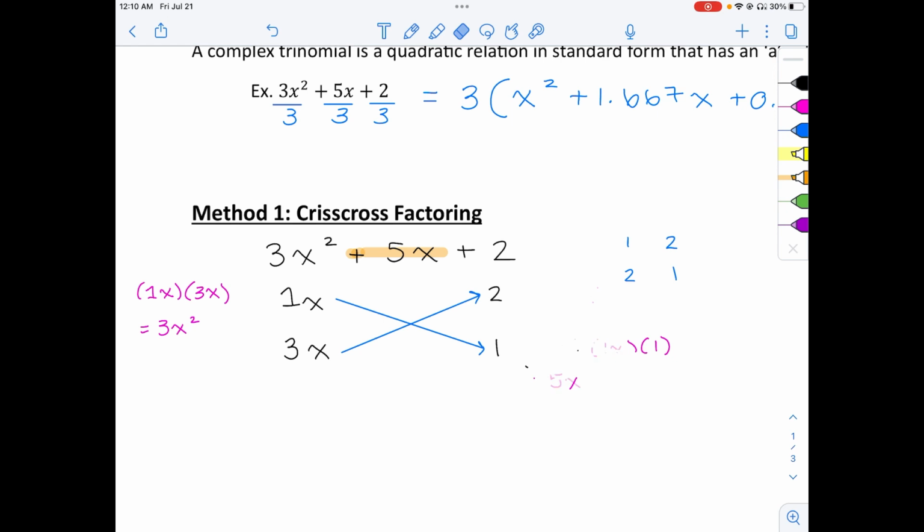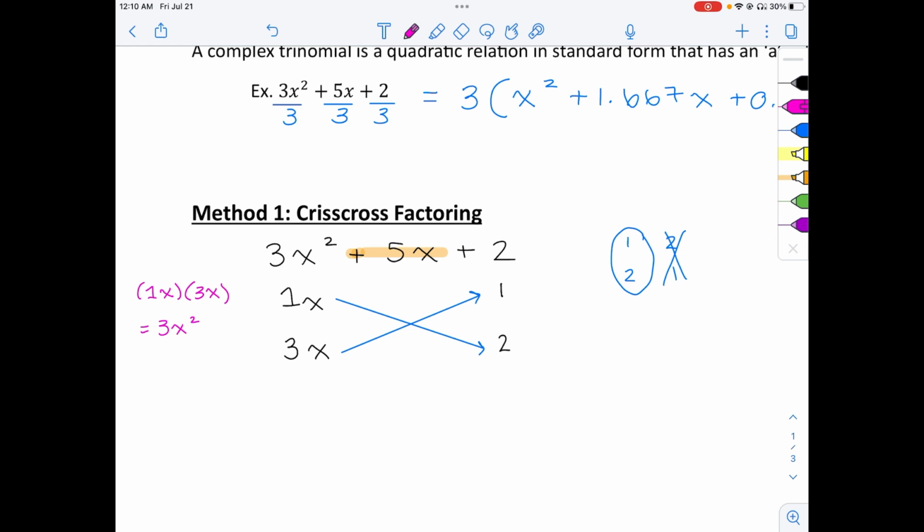Obviously 1 and 2 are the only factors that I have to multiply to make 2, but I don't want them in that order. So I'm not going to use this one, which means I have to use this one. That's my only other option. So instead of writing 2 and 1, I'm going to write 1 and 2. You might think, why does that even make a difference? But I'm going to show you why.